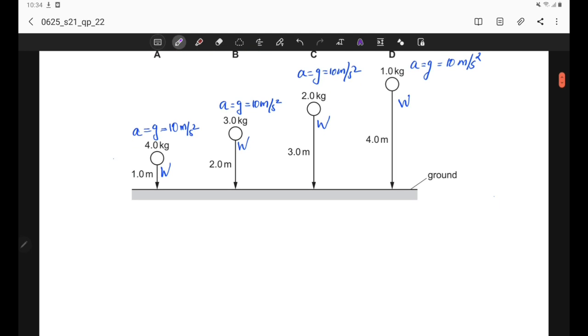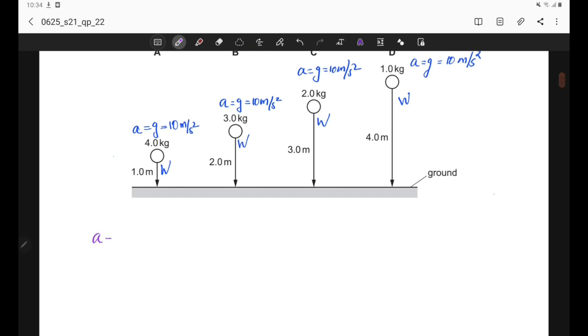Here we can use the equation of acceleration. As we know, the equation of acceleration is rate of change of velocity, or final velocity minus initial velocity over time. And all these balls are dropping from rest, so their initial speed u will be 0. And we have already seen acceleration on each ball is acceleration due to gravity, that is g.